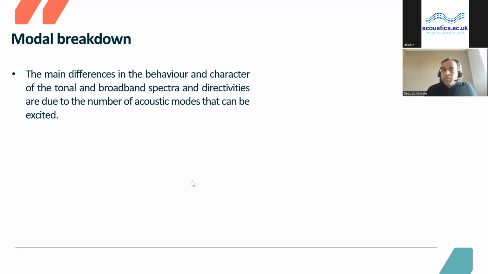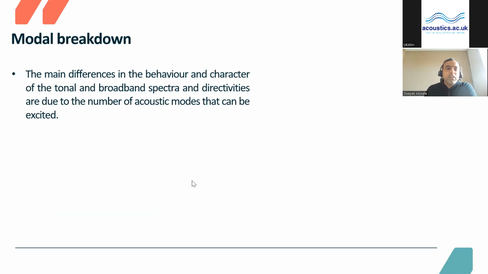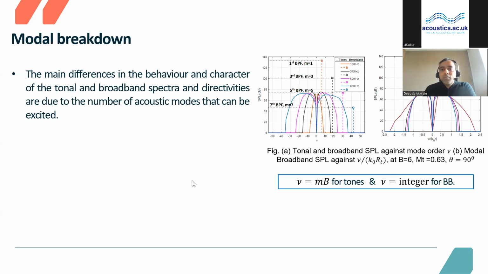So to explain this balance between tones and broadband spectral characteristics, we looked at the modal source breakdown for the tones as well as the broadband. We can say the main differences in the behavior and character of the tonal and broadband spectra and directivities are due to the number of acoustic modes that can be excited. So we plotted a modal source breakdown with respect to mode order, which is discrete for the blade passing frequencies, but for the broadband it is an integer in nature.